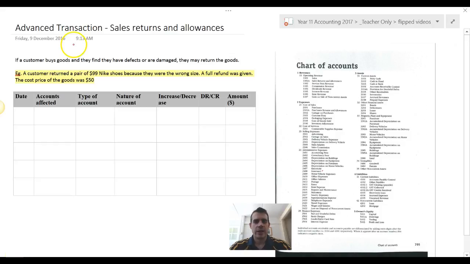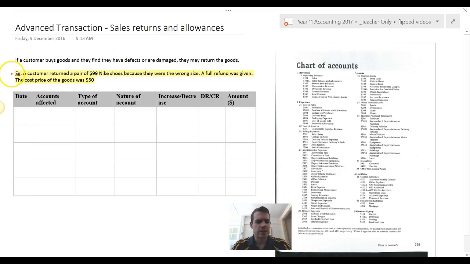In this video, we're going to look at another advanced transaction involving sales returns. If a customer buys goods and they find that they're defective or damaged, they can return the goods. This process is more difficult than purchase returns because the business has purchased some goods, then sold them on to a customer. That customer has then come and returned the goods because they're faulty. So there are a lot of transactions, a lot of accounts involved here, and a lot of negative accounts as well.